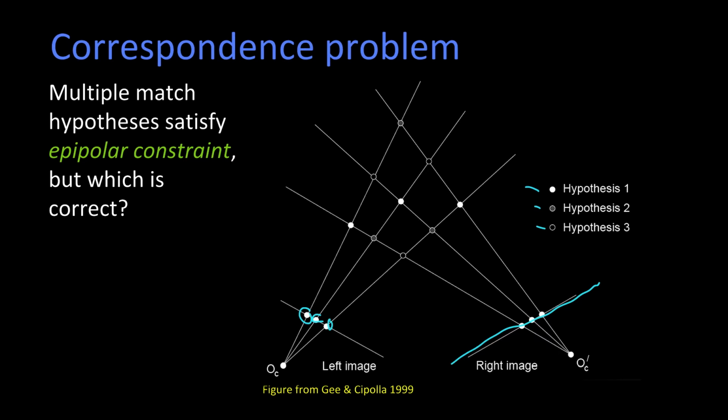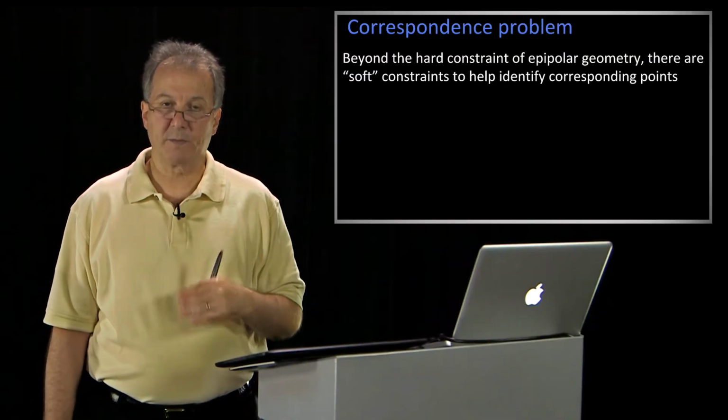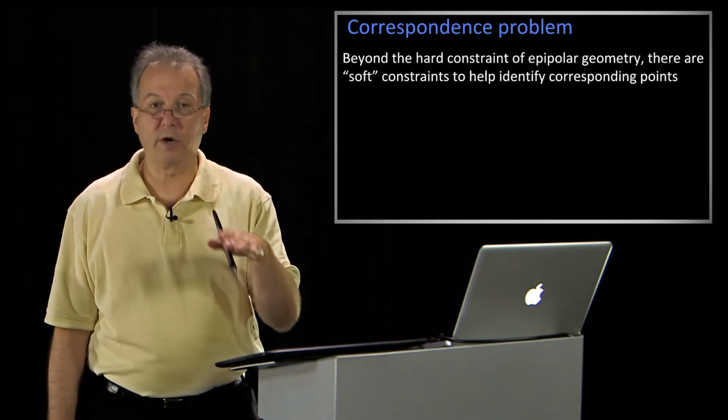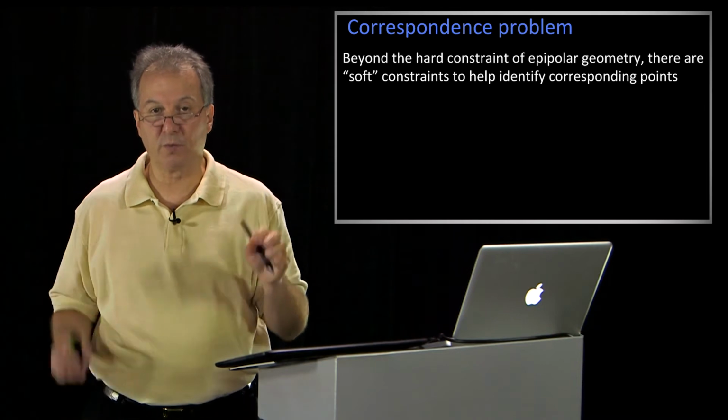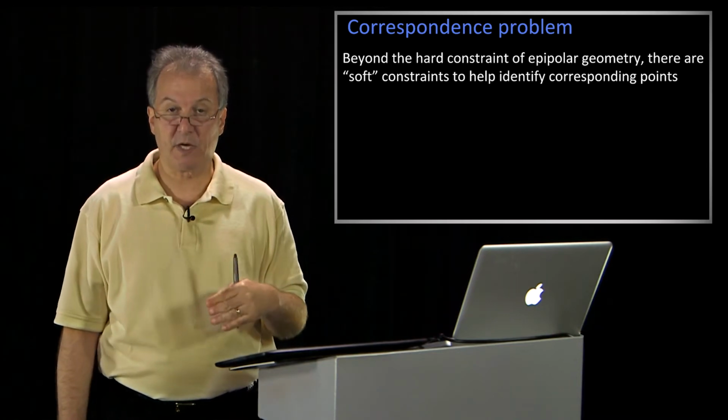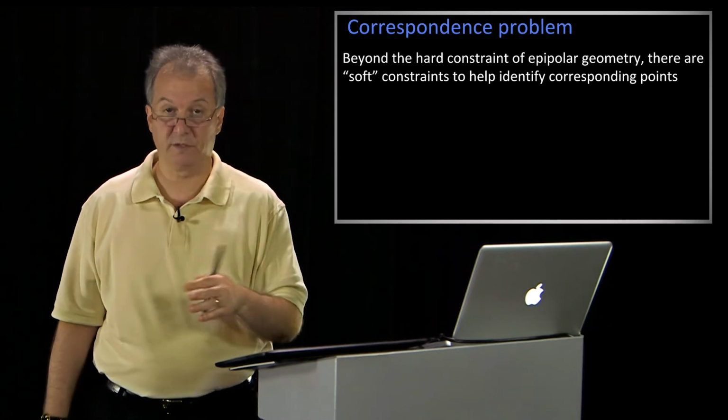And so for each point in the left image, we have to decide what the match is in the right image, or vice versa. So to help solve the correspondence problem, what we need are some additional constraints. The epipolar constraint was a hard constraint. That is, it must be true. It's enforced by the relative camera geometry. But there are other types of constraints which we might call soft constraints.